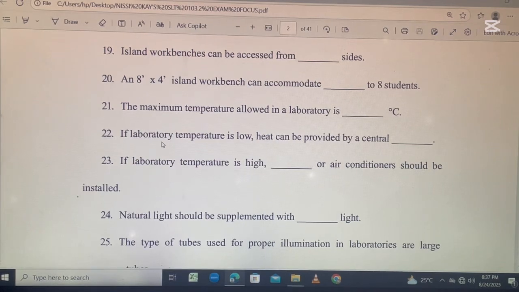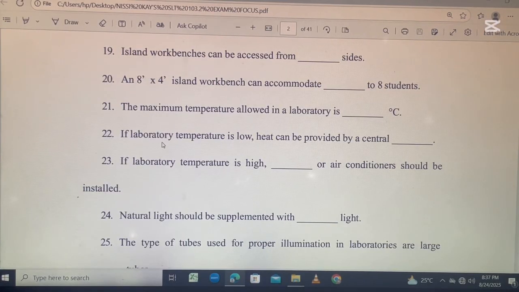The next question: if laboratory temperature is low, heat can be provided by a central boiler. All right, by a central boiler, more like a boiler that can go around the laboratory. That's why it's called central boiler.